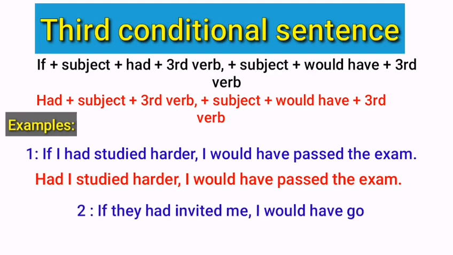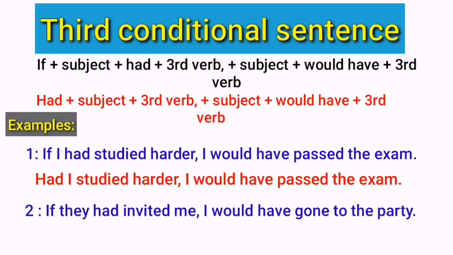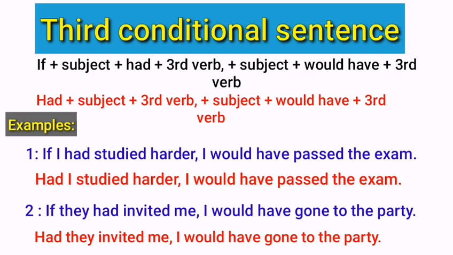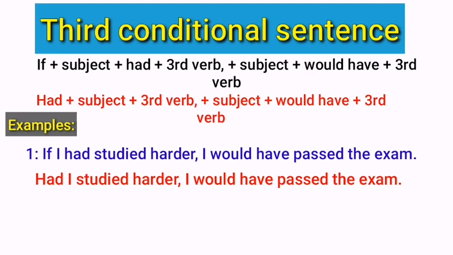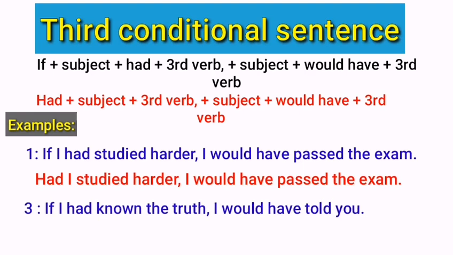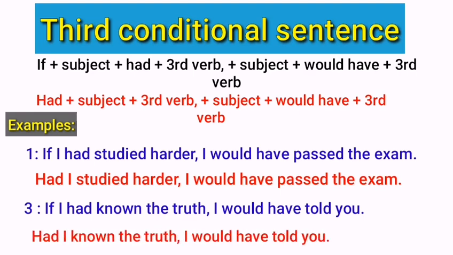If they had invited me, I would have gone to the party. This is a normal third conditional sentence, and this sentence with inversion can be like this. Had they invited me, I would have gone to the party. Again, the conjunction is removed and the word had is brought to the beginning of the sentence, and then the whole structure is followed. If I had known the truth, I would have told you. This one can also be changed like, had I known the truth, I would have told you. You can see, this is the way and structures of all conditional sentences with inversions.